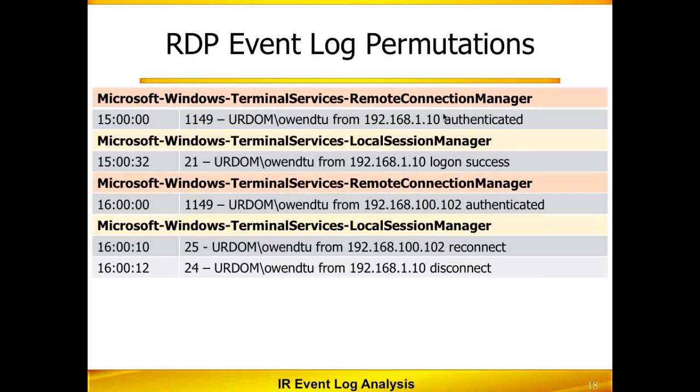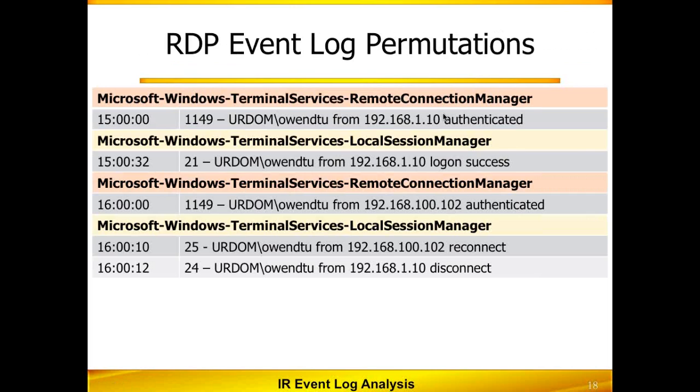You'll see these 1149 events, which may be paired with a normal 21 style logon success, or they may be paired with these reconnect, disconnect events, 24 and 25, in the local session manager logs. So both of those happen, and I've observed both of those in my actual cases. But in any event, we now have a sense, right? We can see what credential they're using, where they're connecting from, and we have time frames so we can establish activity on the system within particular windows of time. So it's a good amount of information.